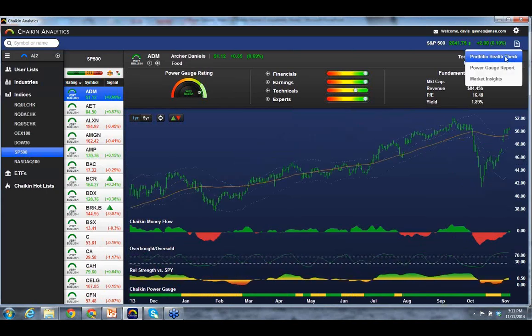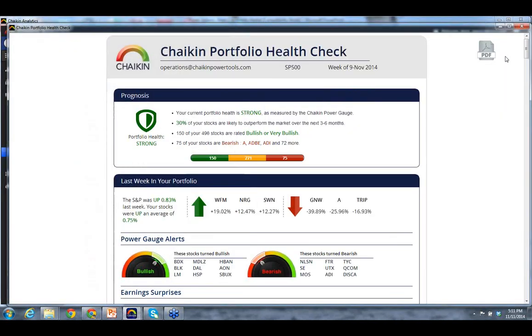And the Portfolio Health Check is a report you can run on any list that you have in Chaikin. So whether it's your own portfolio, an industry group, an ETF, or in this case the S&P 500, it gives me a combination of analysis and review of what's going on in that portfolio.